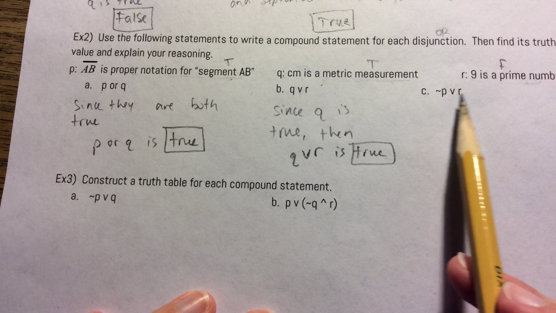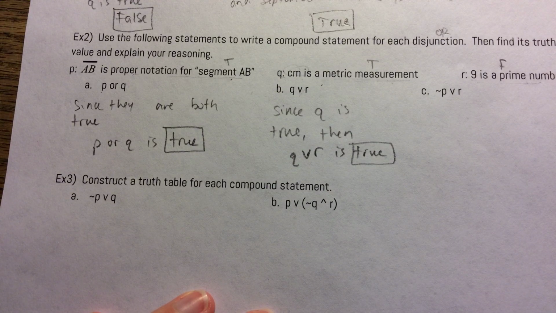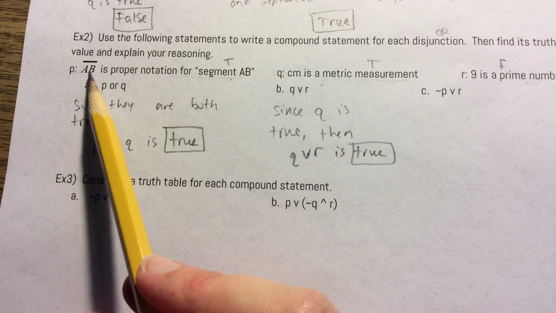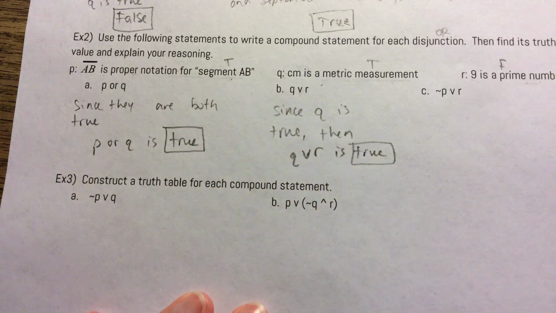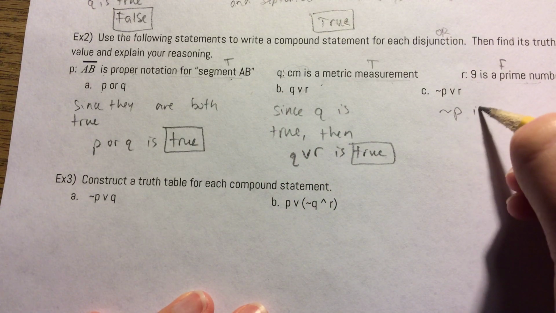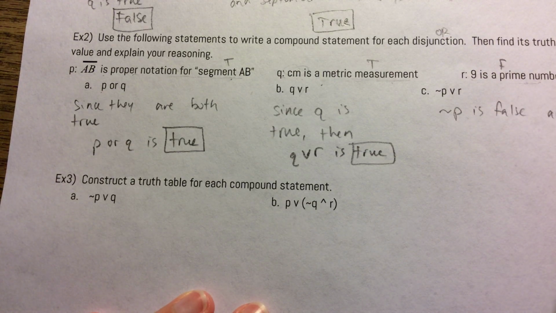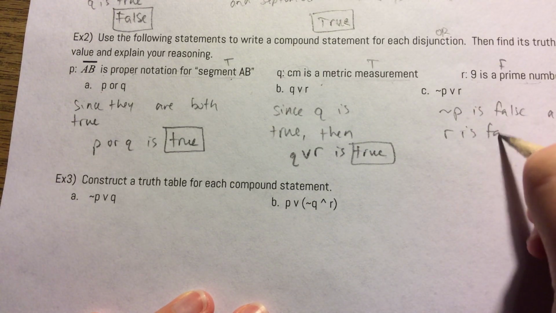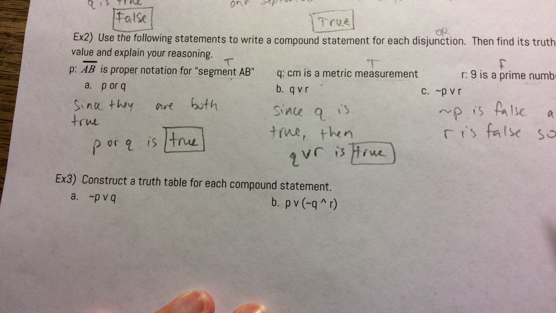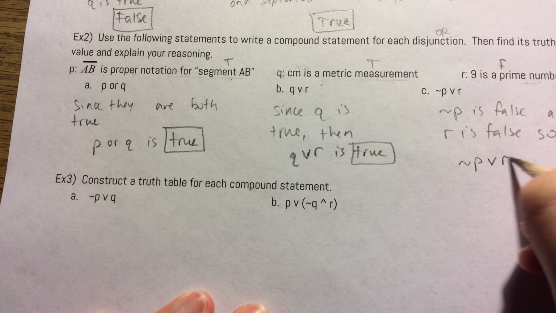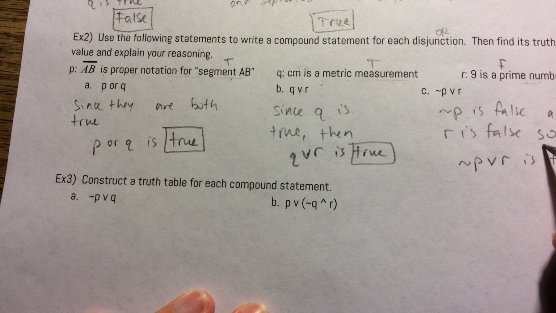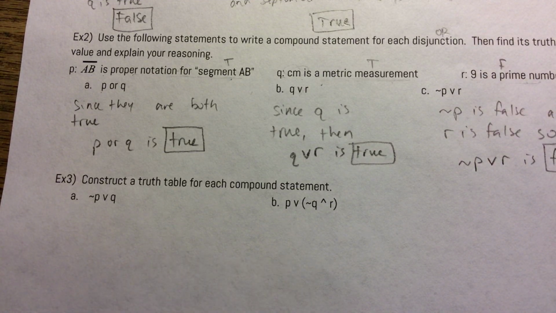So now I have not P or R. So not P would be the opposite of this. Not P would be saying AB is not the proper notation for segment AB. So not P is false, and R is false. So not P or R is false. So that means I was lying on both of them. If I said I went to McDonald's or Taco Bell and I went to Wendy's, then I was lying on both of them, so that statement is false.